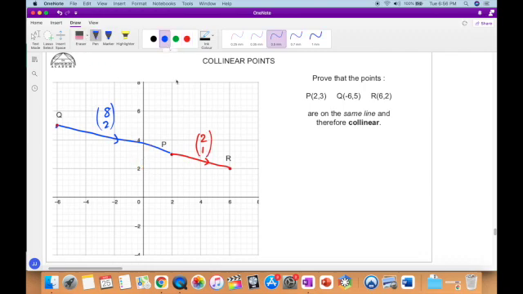So we have here QP is the vector 8, 2, and PR is the vector 2, 1.